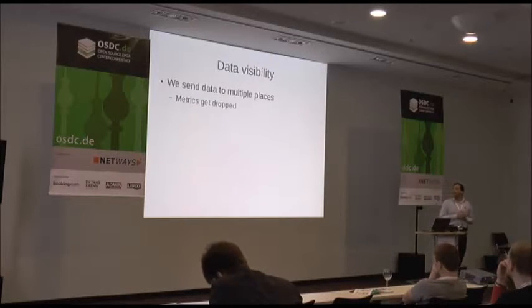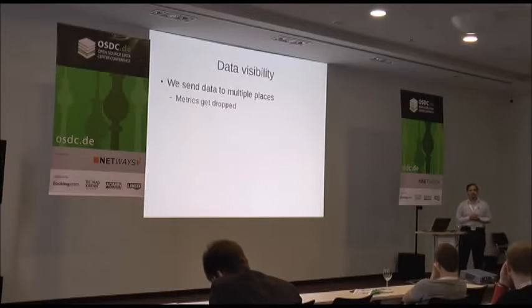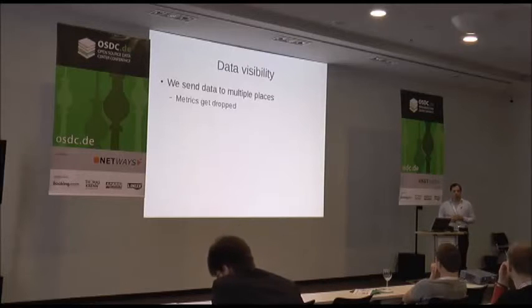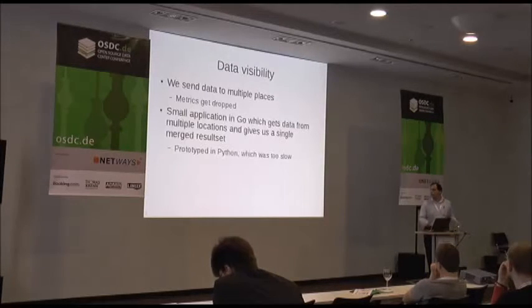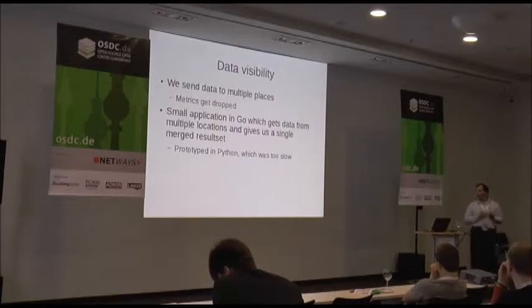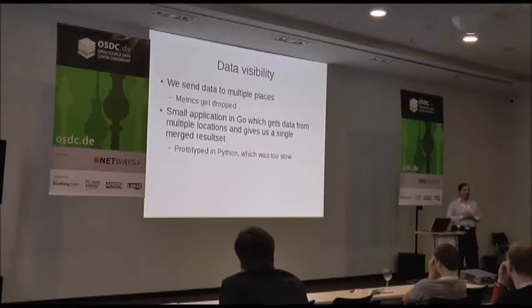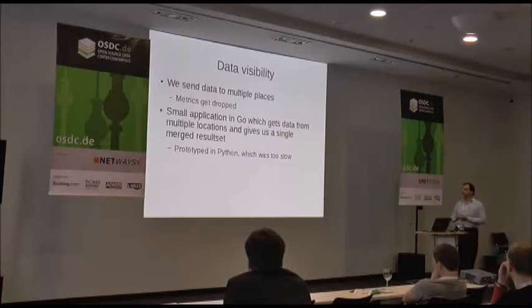We send data to multiple places, and as I mentioned, the relays drop stuff. Or hell, things restart, the metrics get dropped, there's a network blip, things happen. We wrote a small application in Go, which zips up data. We call it Carbon Zipper. It's called something else out there. It's also open sourced. It gets data from multiple locations, and it will give you back a unified result set.